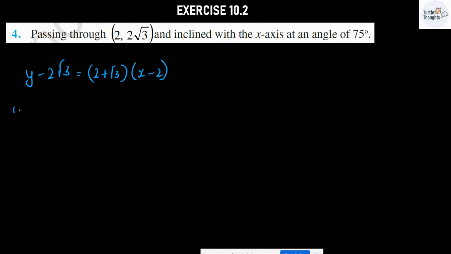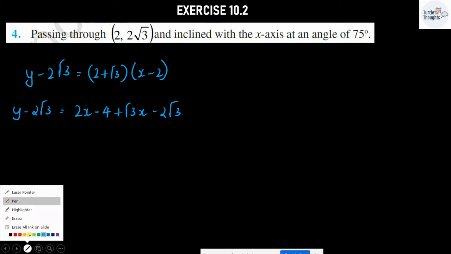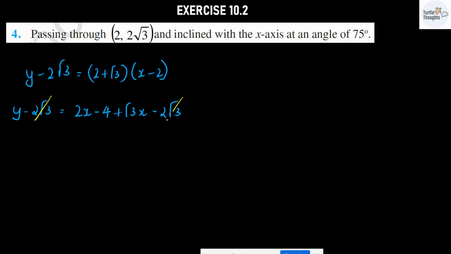Upon solving, y minus 2 root 3 will be as it is on the left hand side. On the right, I multiply 2 into x as 2x, 2 into 2 is minus 4, root 3 into x is root 3x, and root 3 into minus 2 is minus 2 root 3. Anything I can cancel over here? I can cancel 2 root 3 on both the sides.